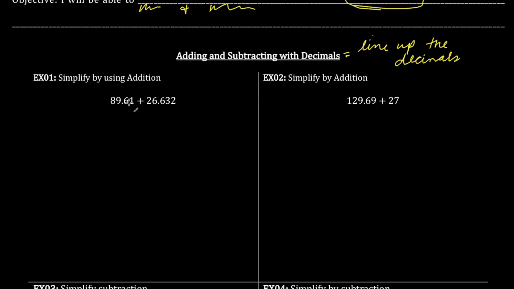So we're going to simplify by using addition. 89 and 61 hundredths plus 26 and 632 thousandths. So I'm going to write out the 89 and 61 hundredths, and I'm going to write my decimal here and write in the other numbers. So 26 and 632 thousandths. The reason that I need the decimals to line up is so that the ones are added together, the tens are added together, the tenths, the hundredths, and the thousandths.